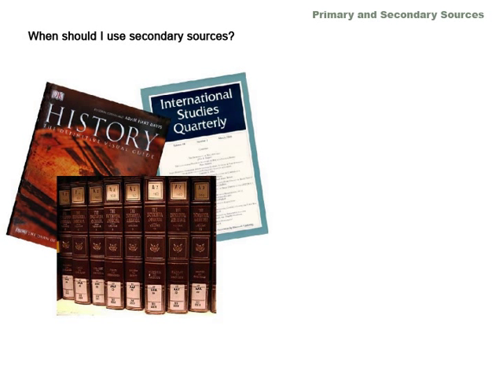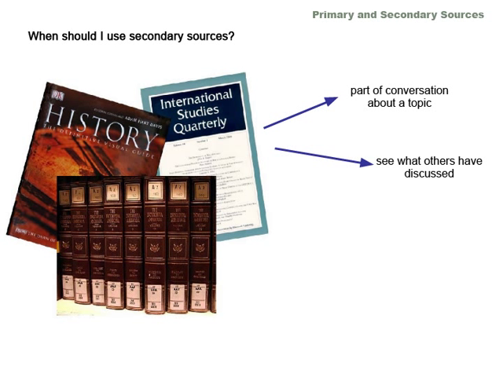What can secondary sources be used for? You can view secondary sources as part of a conversation about a topic. Use secondary sources when you want to see what others have discussed. They can be a good place to gather background information on a topic. You can also use secondary sources to explore what subtopics have already been studied on a given topic.